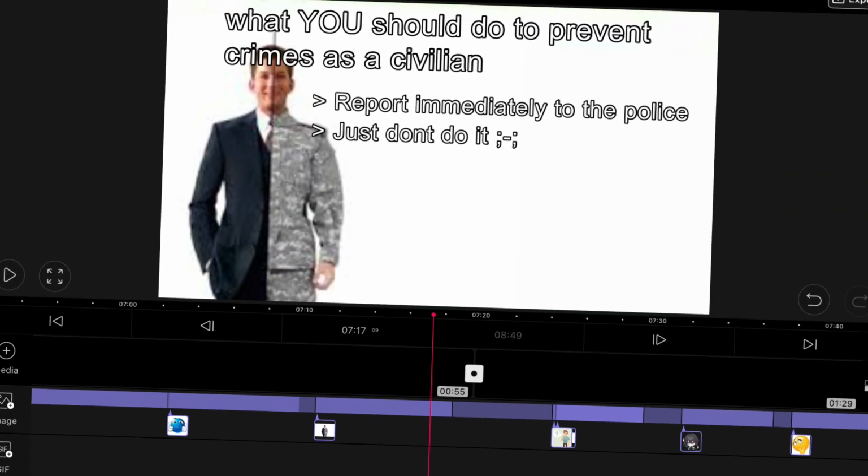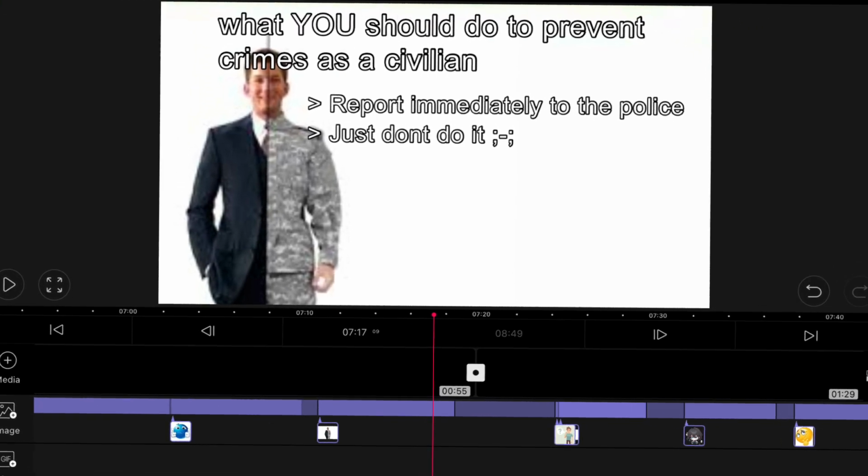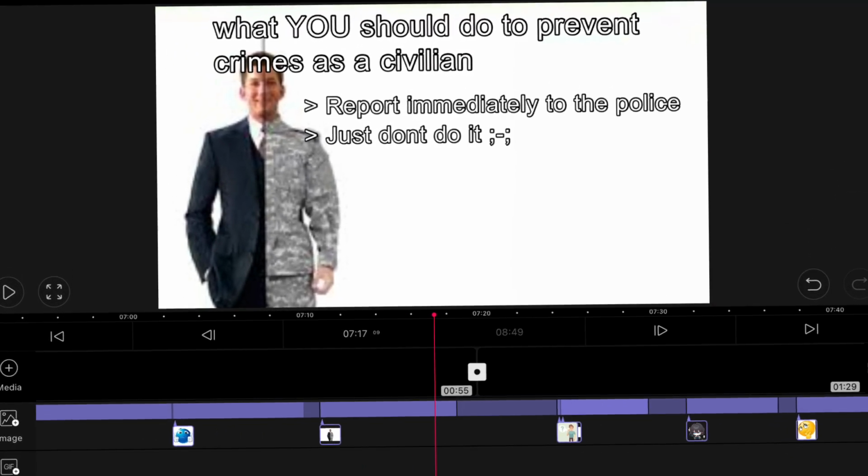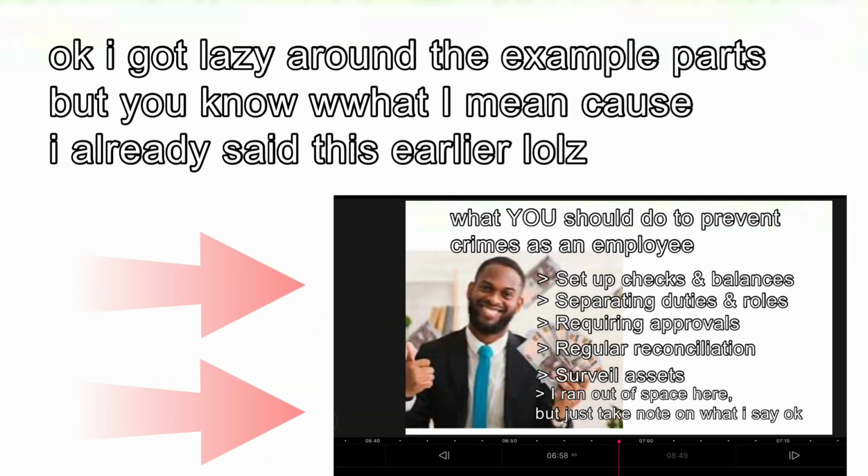But what can we do to reduce crimes? For instance, you can report to the police while also not committing any sort of crimes whatsoever. But if you were an employee, then you can establish checks and balances, separating duties and roles, requiring approvals, regular reconciliation of accounts, monitoring credit cards and other assets, keeping detailed records, and maintaining a written financial policy and procedures.